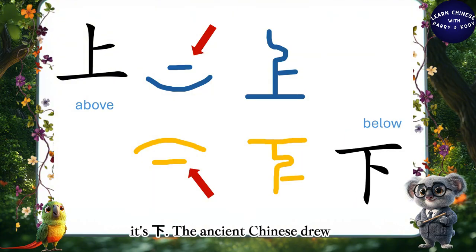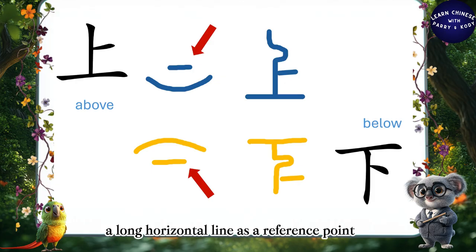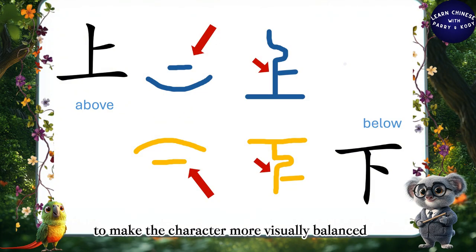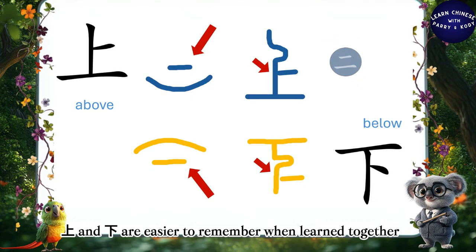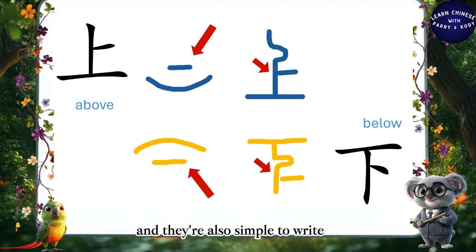The ancient Chinese drew a long horizontal line as a reference point. The short line acted as a marker. When the marker was placed above the line, it meant above, and when placed below the line, it meant below. Later on, a vertical stroke was added, partly to make the character more visually balanced, and also to distinguish it from the number 二, 2. 上 and 下 are easier to remember when learned together, and they're also simple to write.